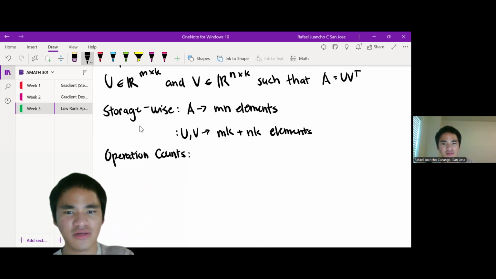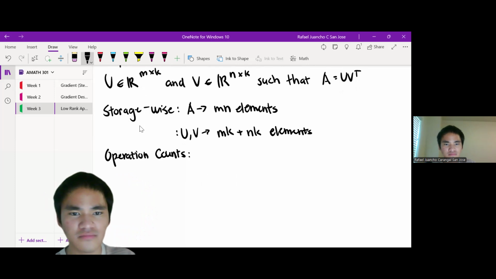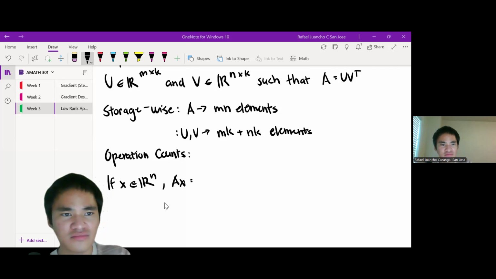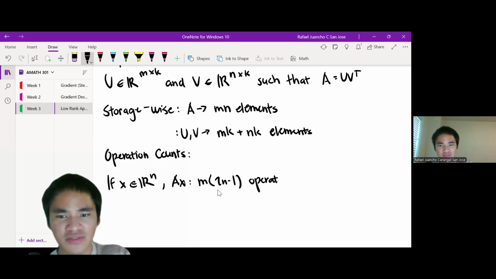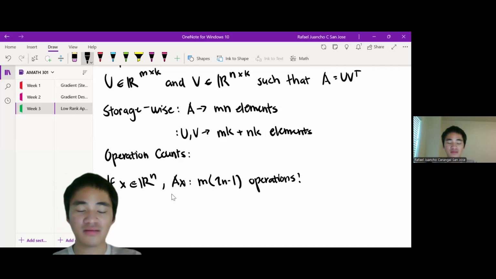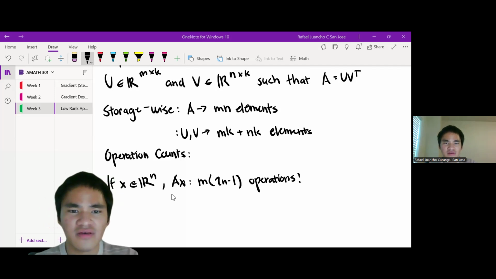So what is this thing? Well, let's say I have a vector x. It goes all the way to n. And I'm here to ask Ax, or A, and this has m by 2n minus 1 operations, right? And if k is small, then it's U.